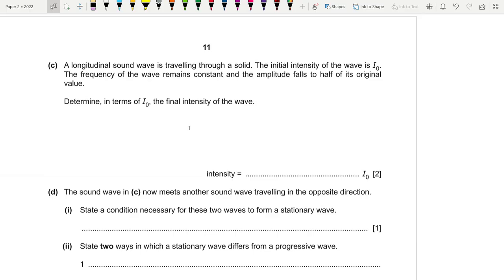Determine in terms of intensity the final intensity of the wave. Okay. We know that intensity is proportional to amplitude square. So can we write this? Intensity 1 by amplitude 1 square is equal to intensity 2 by amplitude 2 square. Now let's input the values. The original intensity is I naught and the amplitude is A, and the new intensity we do not know, right? But the new amplitude is half of its original, so that's A by 2 whole square.